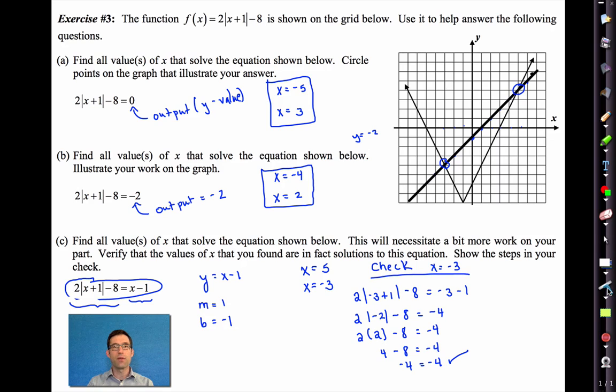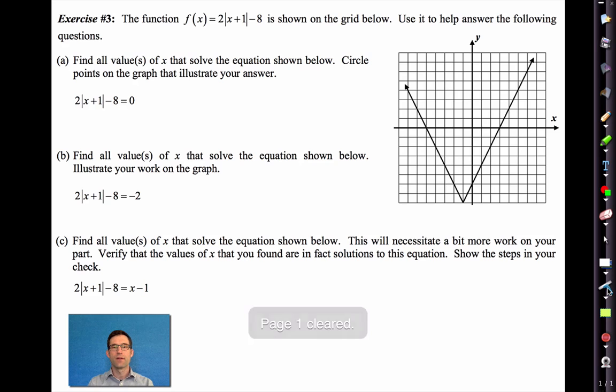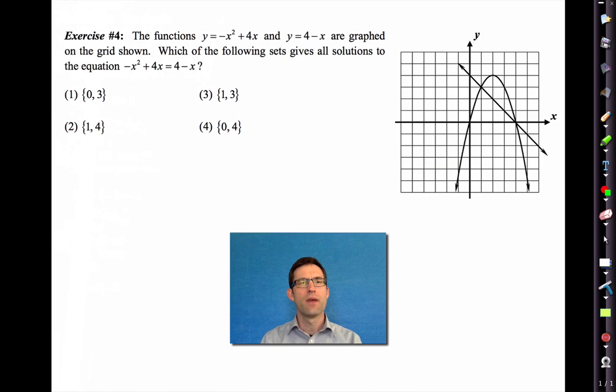All right, I'm going to clear all this out, and then we're going to do one last multiple choice problem. Okay, here goes the text. All right. So exercise number 4 says the functions y equals negative x squared plus 4x and y equals 4 minus x are graphed on the grid shown. Which of the following sets gives all solutions to the following equation? All right. Now notice this equation is simply what you have when this is set equal to this, right? So if I were to solve this graphically, what I'd want is I'd want this graphed and this graphed, but that's what we have. So which of those sets gives me the solution to this equation?